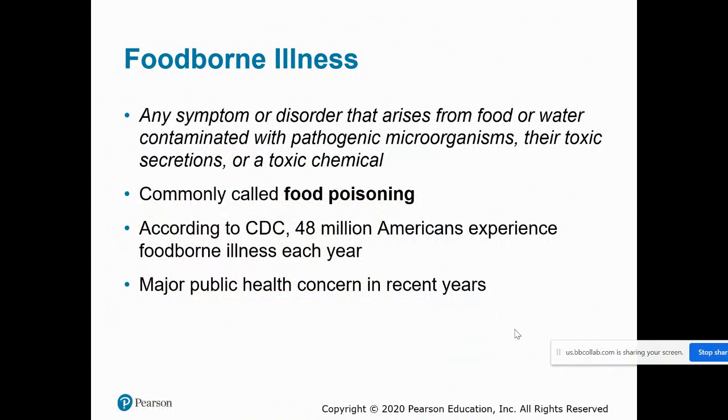So for the first part of the lecture, we'll focus on food-related illnesses. So this term foodborne illness, more colloquially we say food poisoning, but foodborne illness we can define as a symptom or even a full-blown disorder that comes from ingesting food or water that has been contaminated with pathogenic microorganisms, and we'll talk a little bit more about what these microorganisms might be, or potentially by ingesting a toxic secretion made by this organism, or a toxic chemical.